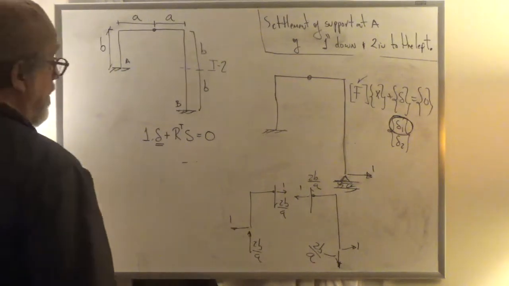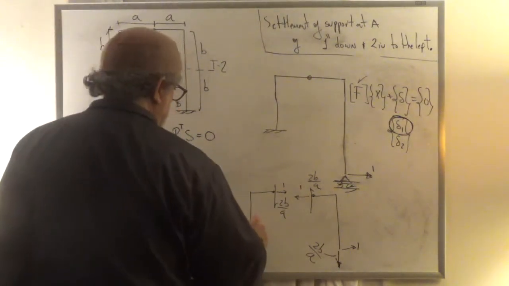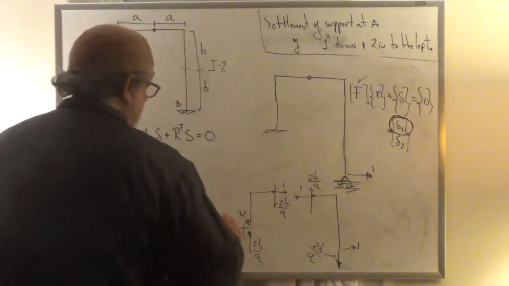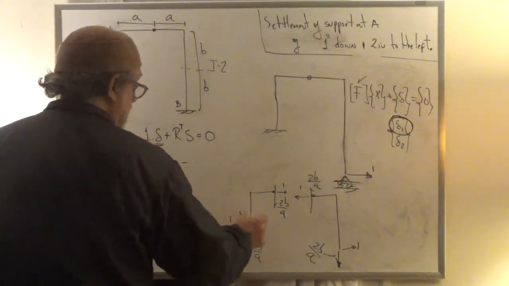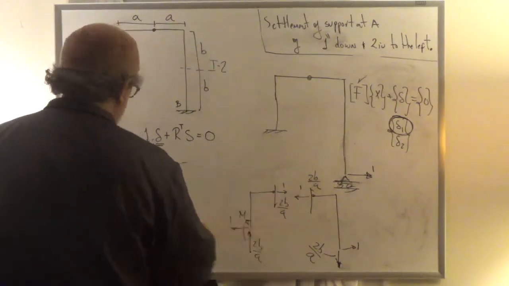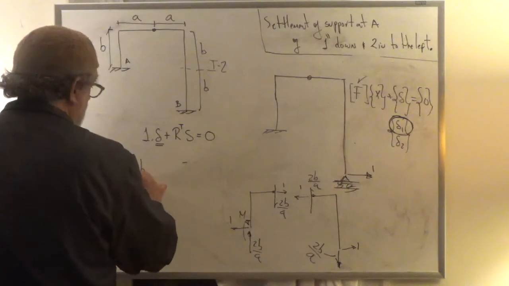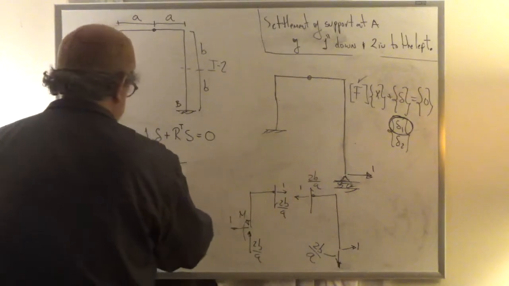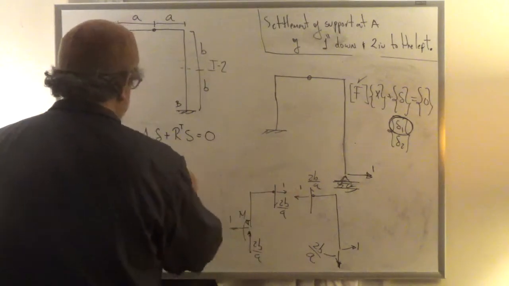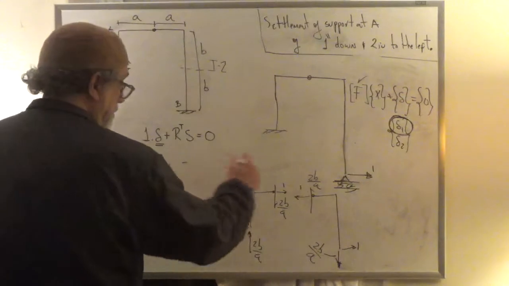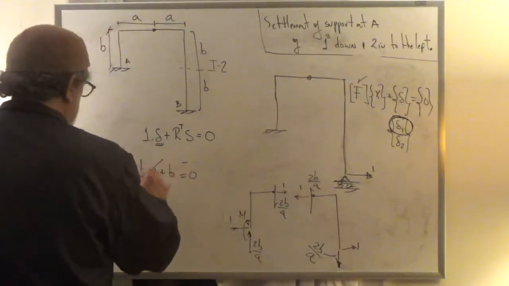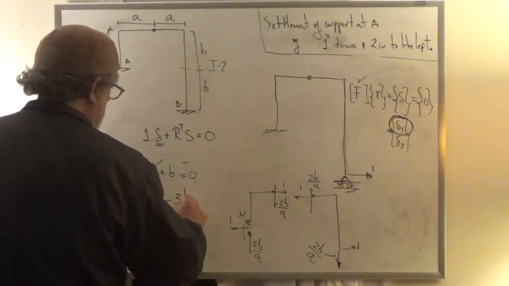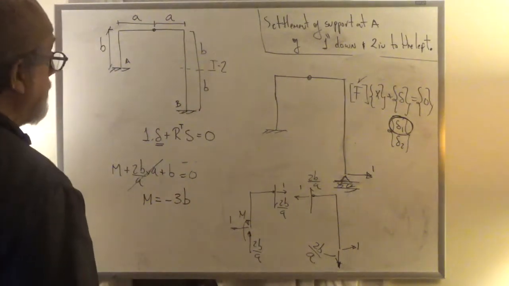And there's going to be a moment, right? And this moment here, let's say, if we call it M, summing moments about here: M plus 2b over a times a, plus 1 times b, equal to 0. Therefore, M is equal to minus 3b, right? I put the 1 there.